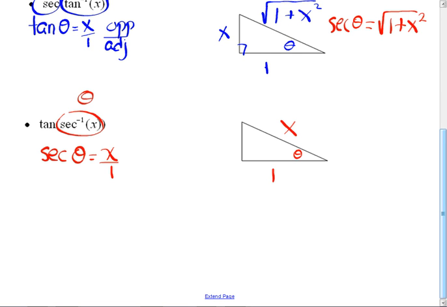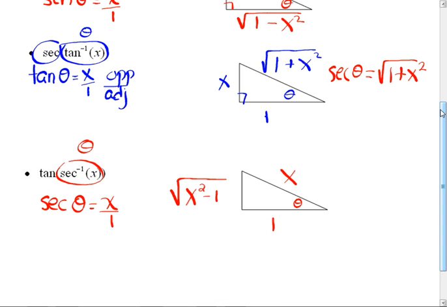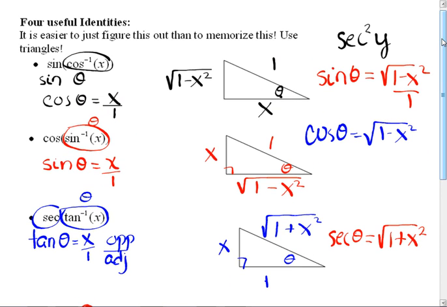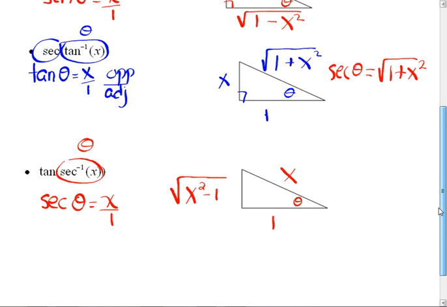And so what's this side? Square root of x squared minus 1. What's this one? Because this is leg squared plus leg squared is the hypotenuse squared. Whereas to get the leg, you have to do hypotenuse squared minus this leg squared. And for the other one, the cosine one, I had to do 1 squared minus x squared. Yeah. I just draw the triangles.